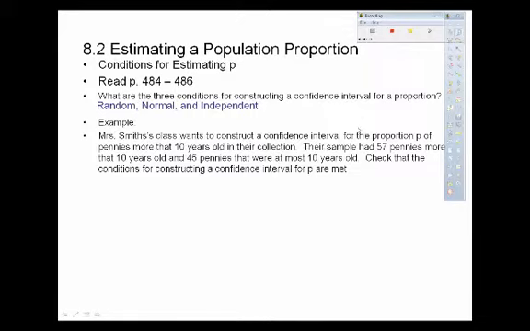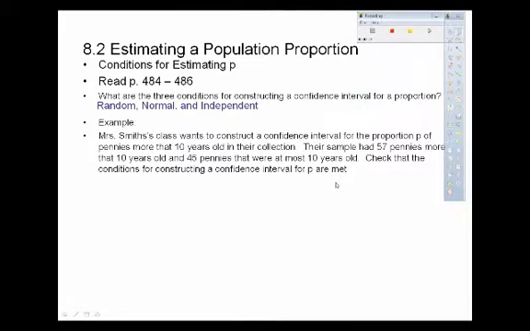Example. Mrs. Smith's class wants to construct a confidence interval for the proportion p of pennies more than 10 years old in their collection. Their sample had 57 pennies more than 10 years old, and 45 pennies that were at most 10 years old. Check that the conditions for constructing a confidence interval for p are met.